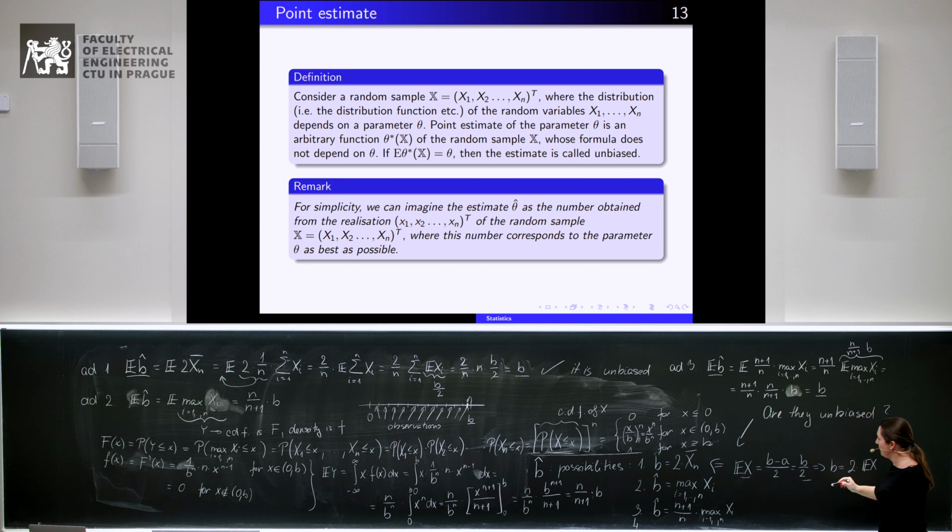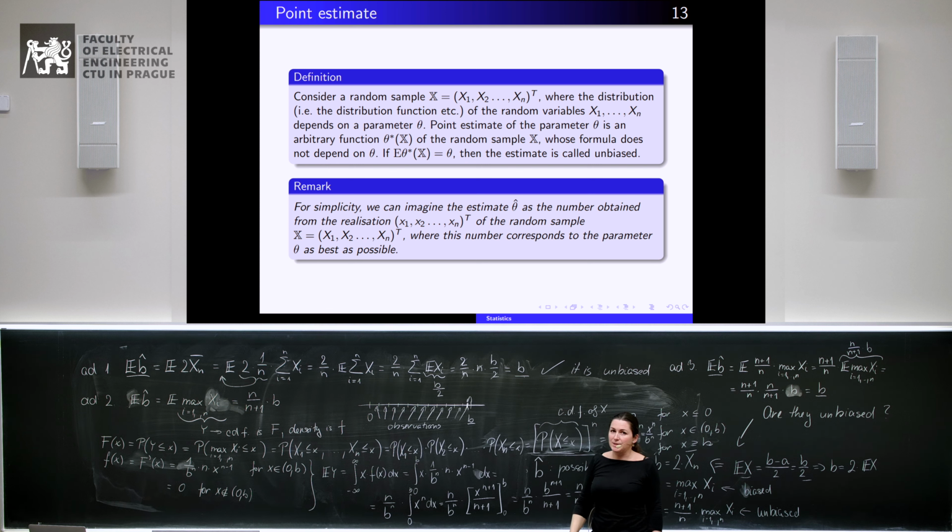And so this estimate is again unbiased, while the second estimate was not unbiased, so we say that it is biased. So that's the way how to calculate the expected value. It can be easier, as in the first case. It can be more difficult, as in the second case, but it can be done. And this is the way how we can do it.